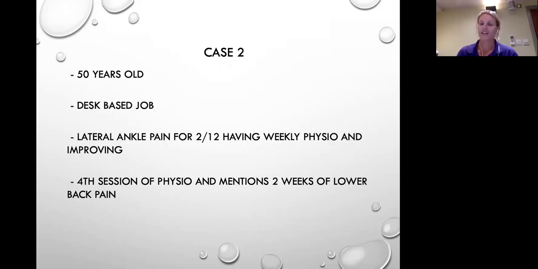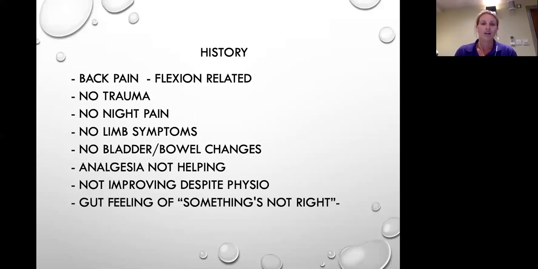Lo and behold, 6 months later, we have a second case. So this time it's a 50-year-old lady who is predominantly desk-based for work. She was actually already under the physios in the clinic for having lateral ankle pain, which was improving and doing well. On the 4th session of her physio, however, she mentioned that her lower back was starting to feel a little bit grumbly. And this physio in particular is particularly keen on treating backs, and so diverted the treatment temporarily to focus on her back.